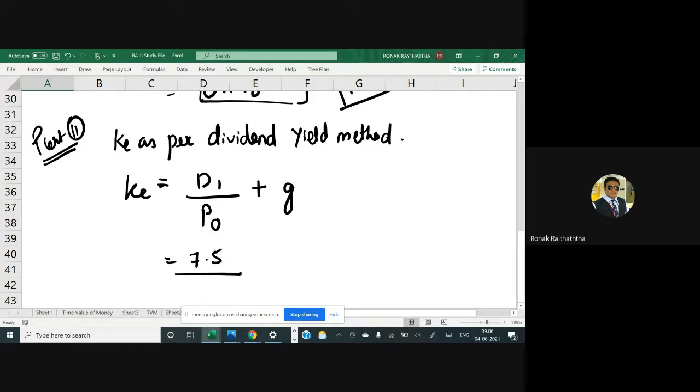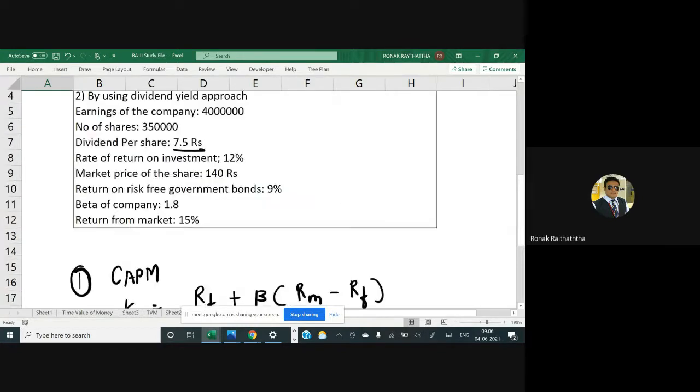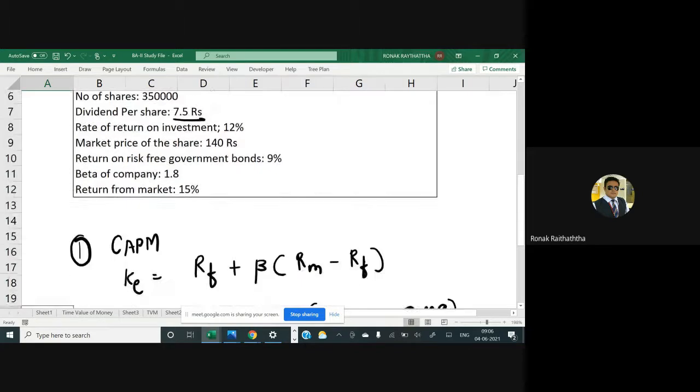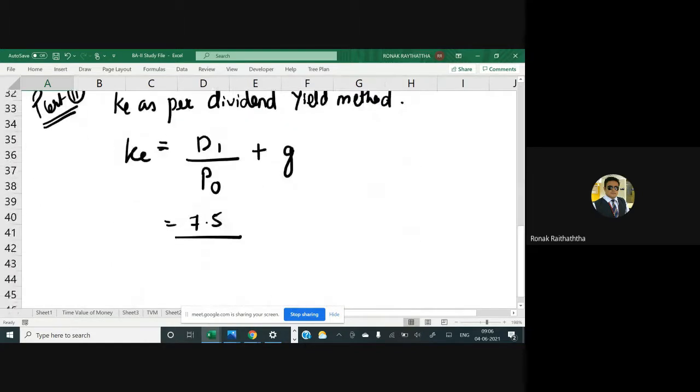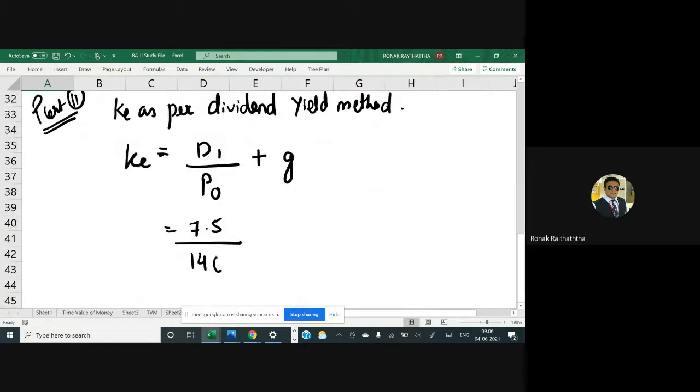7.5. Market price is also given to us, sir. How much? 140 rupees. Now here comes the problem. We are supposed to find the G. Now G is not given to us straight away, but it can be found.